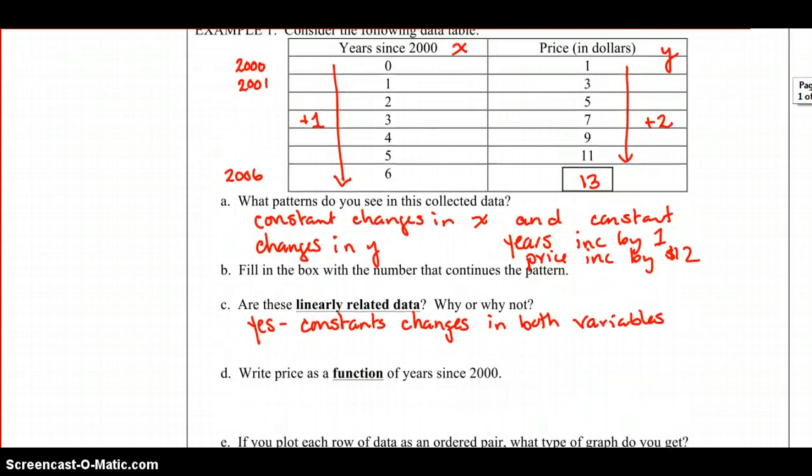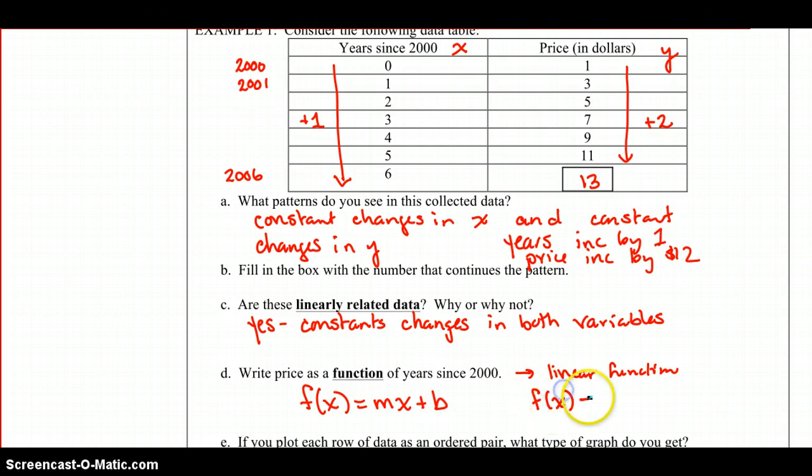So then we're asked to write price as a function of years since 2000. Since it's linearly related data, we know really what we're being asked for is a linear function. So our goal here is to write an f of x equals some slope times x plus b. Well, from the last unit, we were used to looking at where our output started for an input of 0, so the price originally was $1, and it kept increasing $2 every year. So we need to multiply that by the number of years.